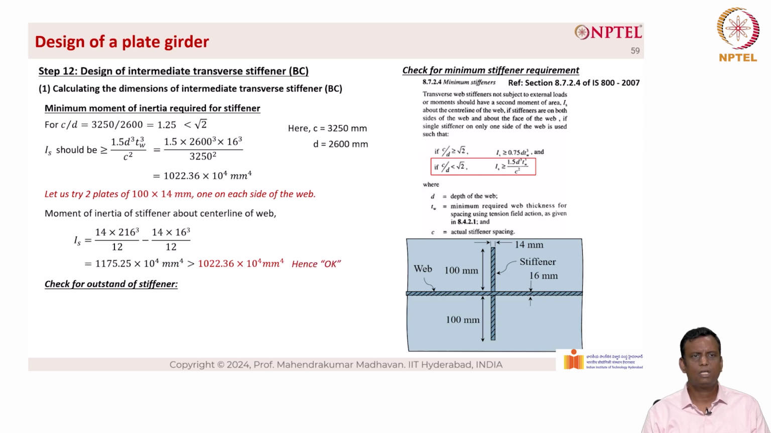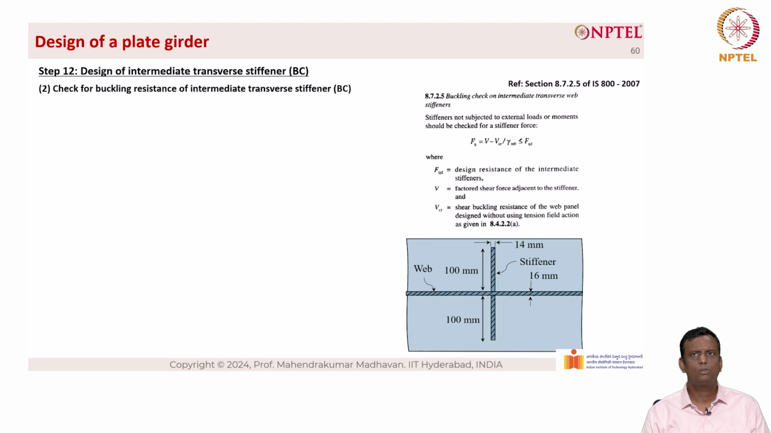Now let us check for the outstand of the stiffener. The length of the outstand b_s equal to 100 mm. b_s is less than 20 t ε, which is equal to 280 mm. Here the thickness of the stiffener that is assumed is 14 mm. And b_s is also less than 14 t ε, which is equal to 196 mm. Hence, it is okay.